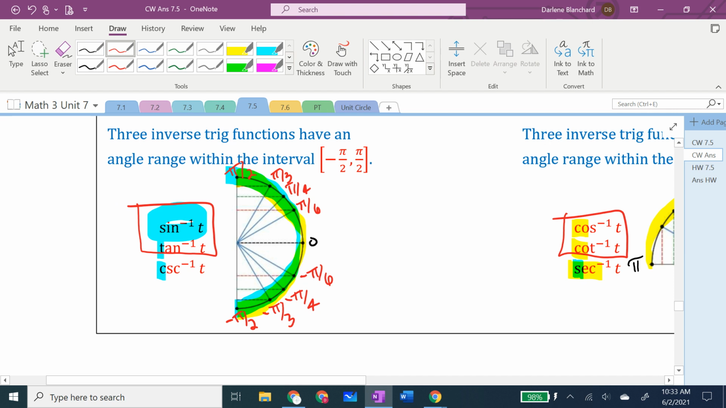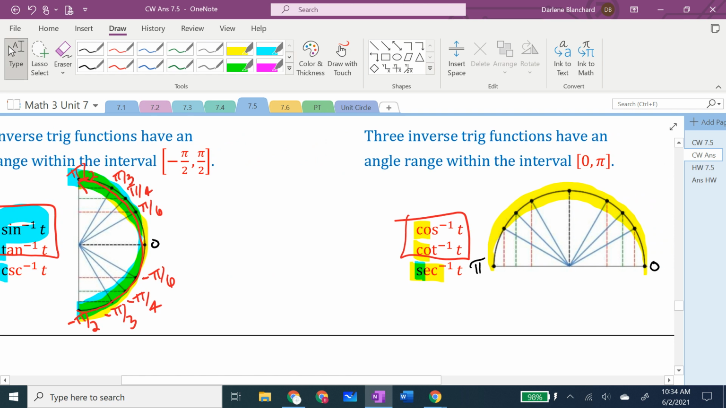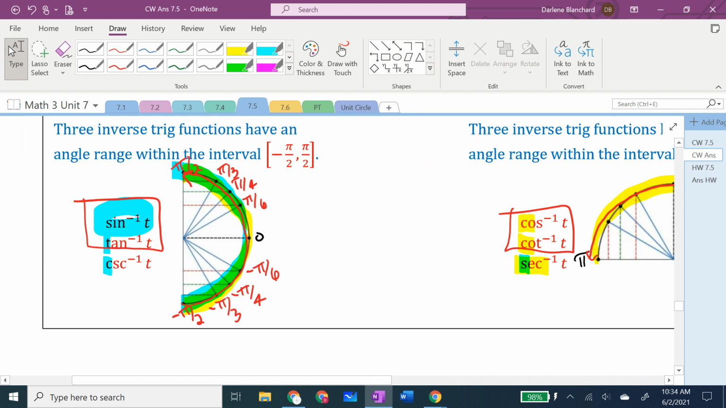If you're working with inverse sine or inverse tangent, you are dealing with the negative pi over 2 to positive pi over 2 angle range. If you are working with inverse cosine or inverse cotangent, you are working with 0 to pi angle range. And then just remember that reciprocals have to remain with the same domain. So sine and its reciprocal, cosine and its reciprocal are banded together.